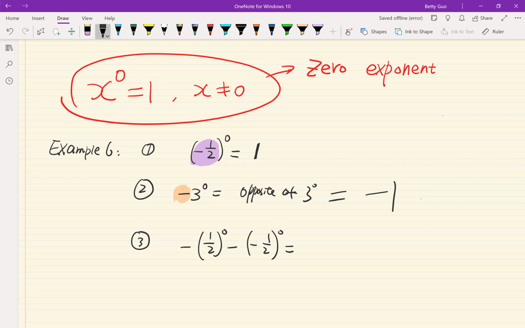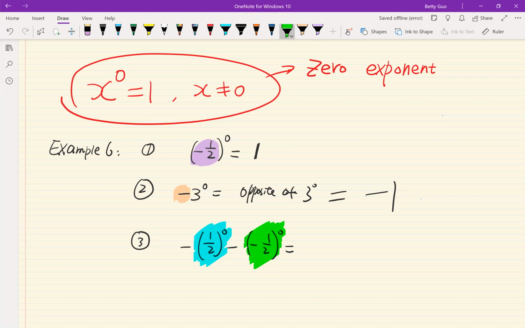I would ask you to work on number 3. Give you a little bit of time. What's the value of that expression? The expression is (-1/2) to the power of 0 minus (-1/2) to the power of 0. What's the value of this expression? What's the value of the blue? What's the value of the green? Maybe we can figure out that.